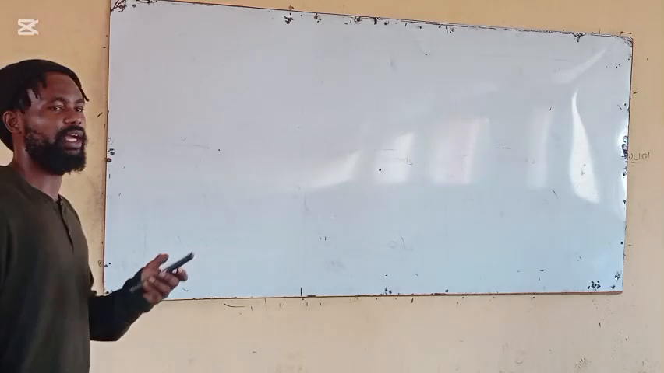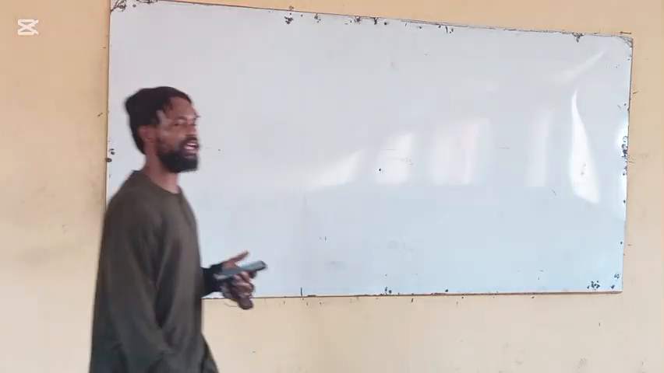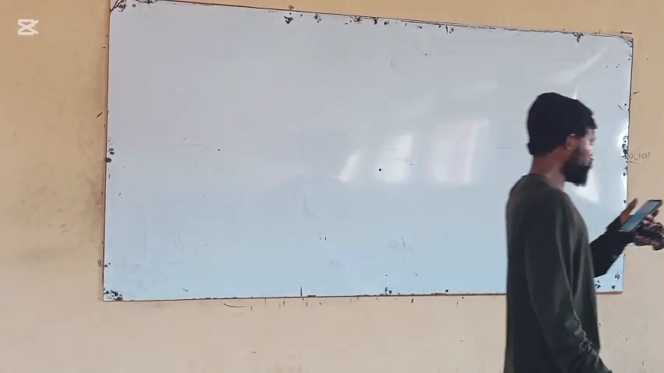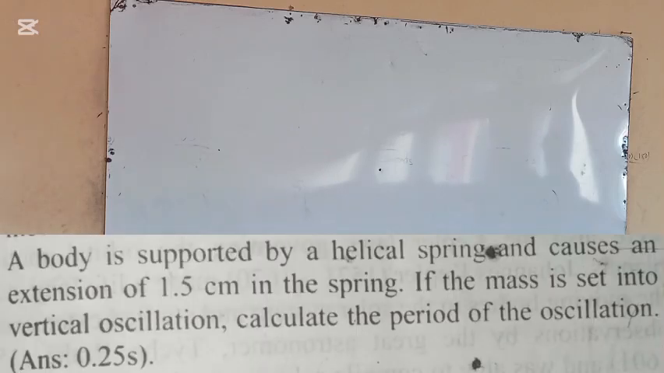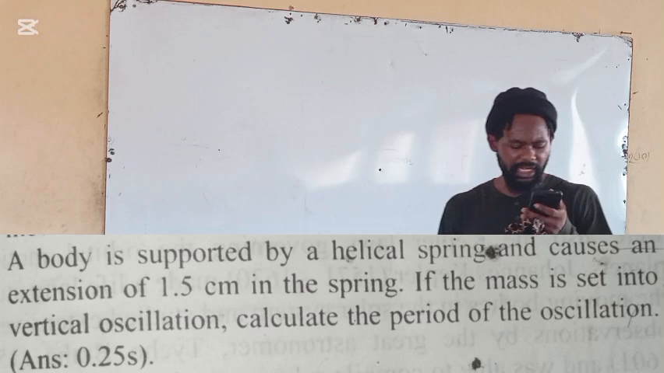So there is a question there that says, a body is supported by a helical spring and causes an extension of 1.5 cm in the spring. Have you seen that question? No. Check the PDF I posted to the group. A body is supported. I don't know the number, but if you look, you will see it. We're solving everything, but I want to start with this one because of this last formula I gave you, √(x/g). The body is supported by a helical spring and causes an extension of 1.5 cm in the spring. Have you seen it? Yes.